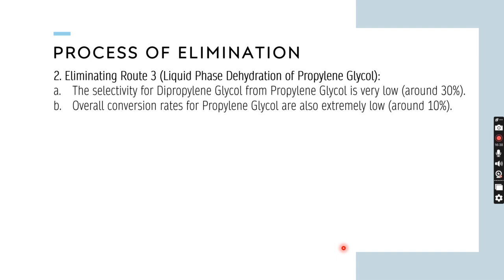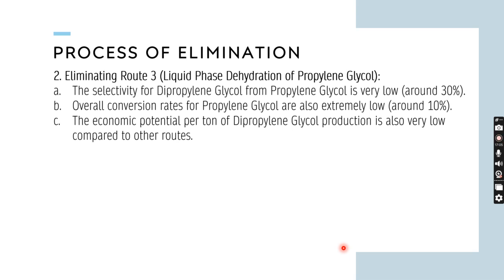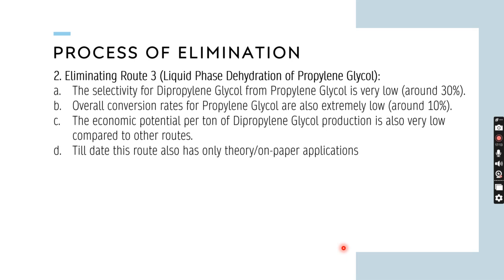Suppose two reactors. One reactor has only two streams, inlet of raw material and outlet of products. But imagine a reactor which has another stream of recycled product. In that case, what will happen? The size of the reactor for the same amount of production will increase, and so your manufacturing and fixed cost will increase. So that is why having low conversion is also not profitable. And the economic potential per ton of dipropylene glycol production is also very low compared to other routes. And till date, this route also has only theoretical, on-paper application, so we are rejecting this.